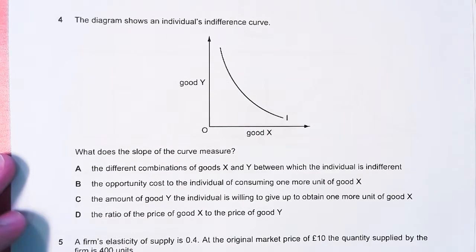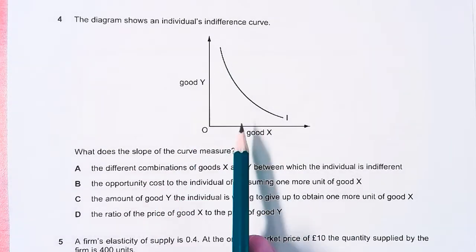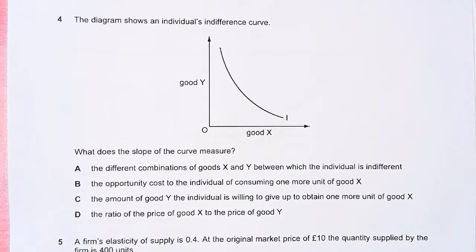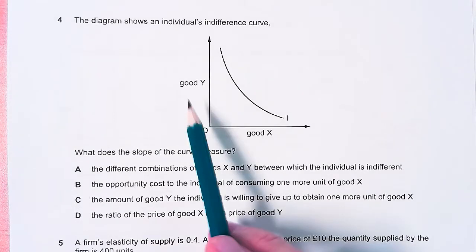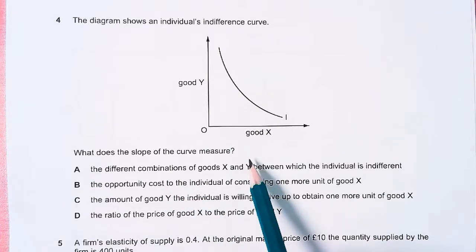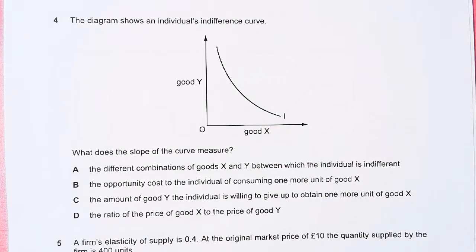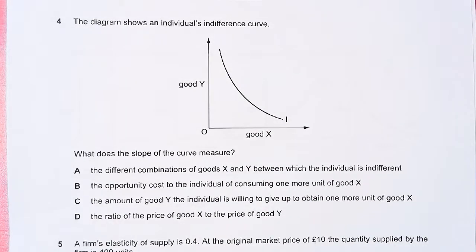Okay, number 4, the diagram shows an individual's indifference curve. What does the slope of the curve measure? Well, the slope of the curve measures the marginal rate of substitution, the rate at which you would substitute good Y for good X. Okay, so that's the really important aspect of an indifference curve. It's not saying what is an indifference curve, i.e. that the consumer is indifferent between different levels of consumption on the curve. It is simply saying what does the slope of the curve measure.